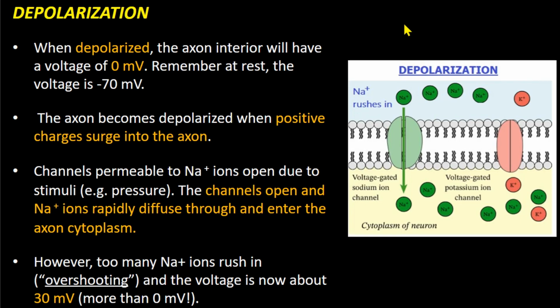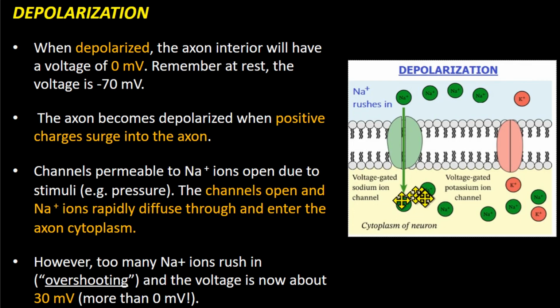Let's take a look at depolarization. Well, you better hang on to your seats because this could get a little complicated. Okay, so when depolarized, the axon interior will have a voltage of 0 millivolts. Now remember, inside here is the interior of the axon. Inside at rest is negative 70 millivolts, slightly negative, and outside here is positive. If it was to get depolarized, you would expect to have no charges.